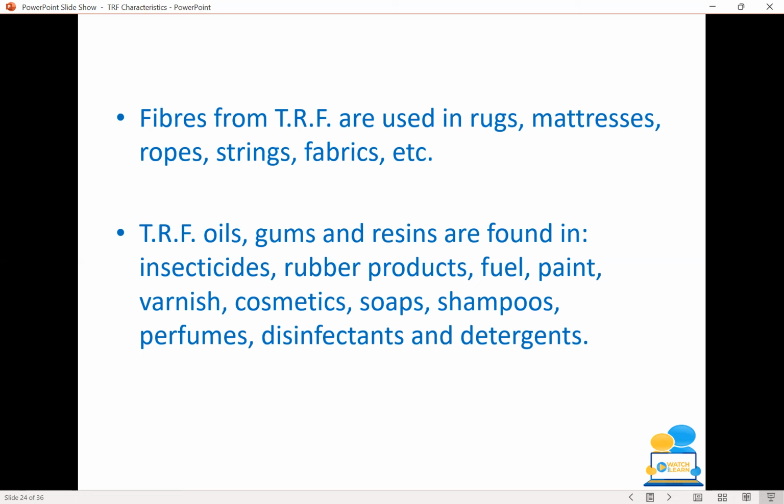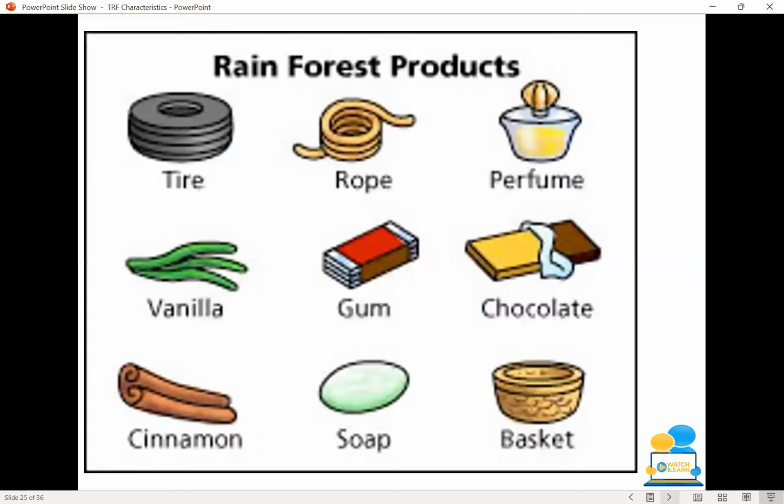We find fuel, we find different types of paint, varnish, cosmetics, soaps, shampoos, like I said, the palm oil contained within them, perfumes, disinfectants, and detergents all have base ingredients that come from the tropical rainforest, and all come from the plants and trees that we see within the tropical rainforest as well. So here's just a couple of examples again of these different types of rainforest products. You can see the rubber in a tire on your car, the fibers in a rope, different scents for your perfume, vanilla.